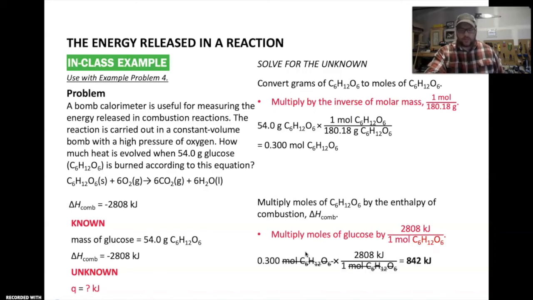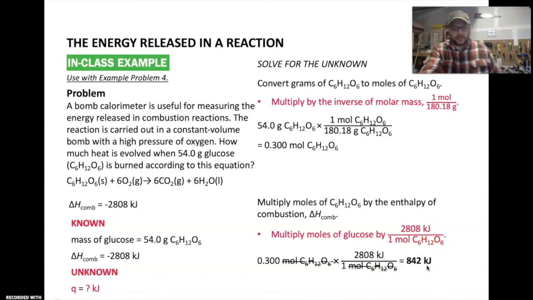And we see that the moles cancel out. So if we think of heat of combustion as kilojoules per mole, so 0.3 moles cancels out with moles down here, and we're left with kilojoules. So looks like we dropped a negative sign somewhere. So anyway, this would be 842 kilojoules of energy that would be released in that reaction.